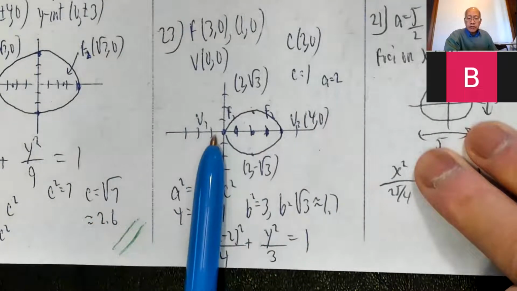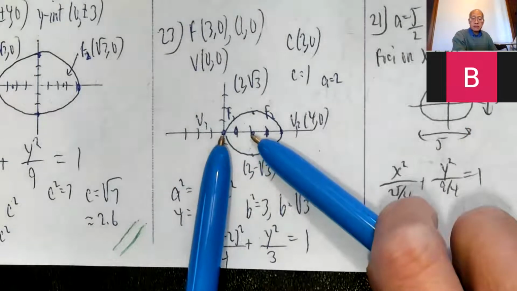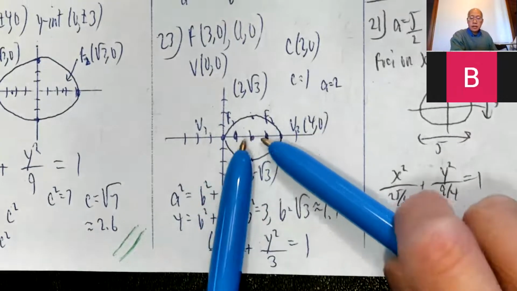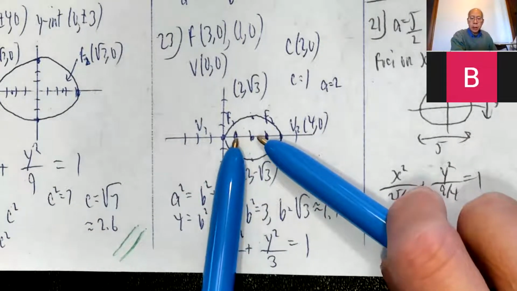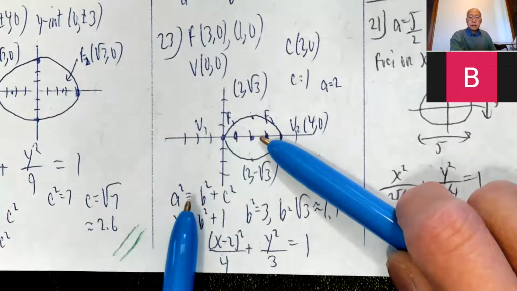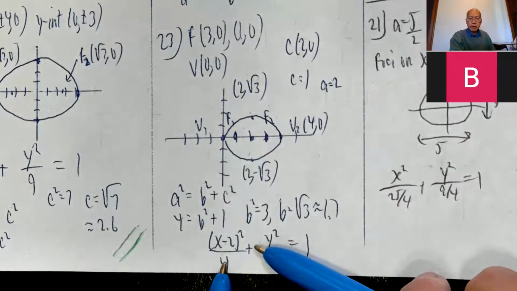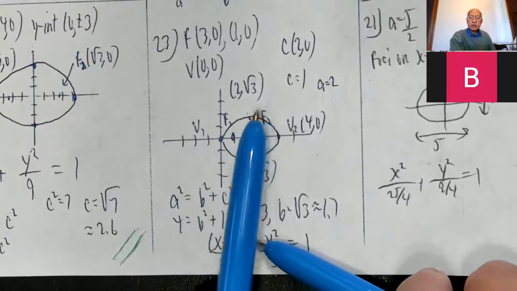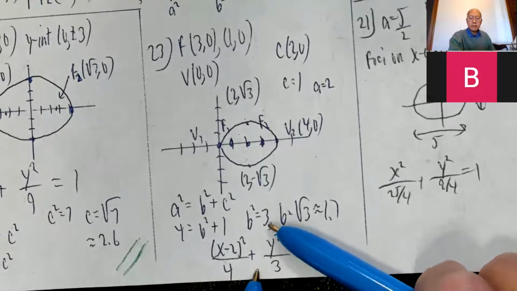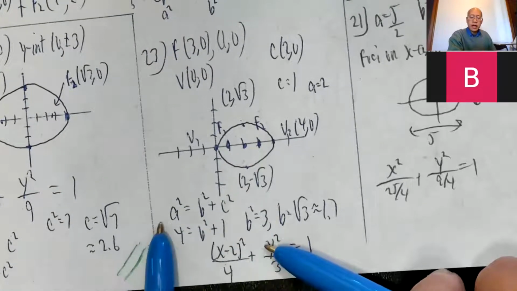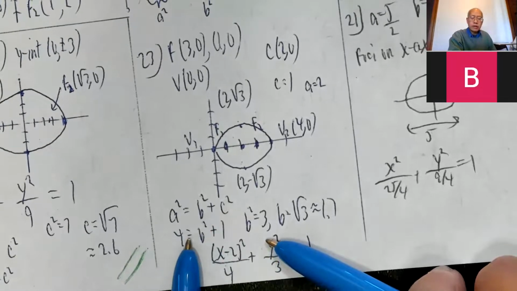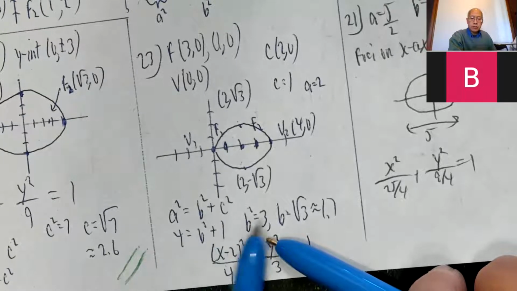Okay, so I got a vertex at the origin. So this tells me a is 2. The distance from the center to either focus is 1. That's my c. So that means I know I'm going to put 4 here, 2 squared. x minus 2 squared over a squared, a squared, 2 squared is 4. And I just need to figure out the b squared. I know the c is 1. a squared equals b squared plus c squared. 4 equals b squared plus 1. Subtract 1, b squared is 3.